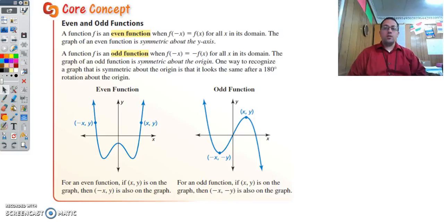Hello class, what we're going to talk about today are even and odd functions. All right? I thought only numbers can be even or odd, right? Well, no, functions can be even and odd as well. It's not just for numbers.